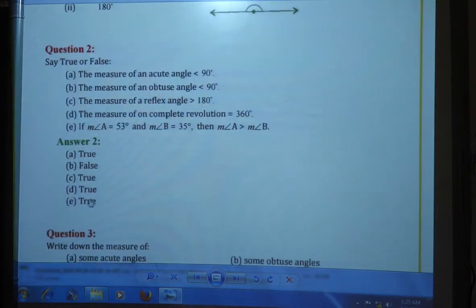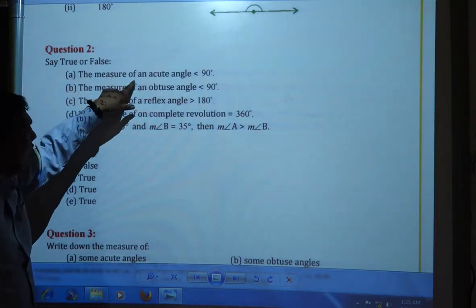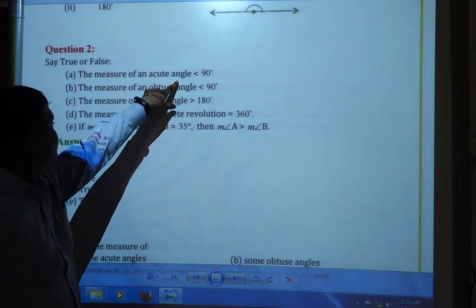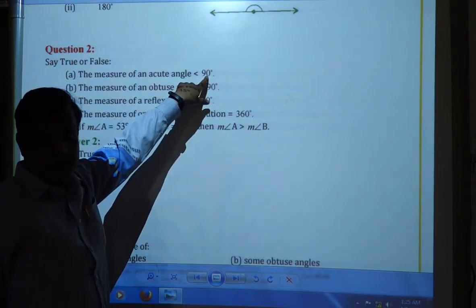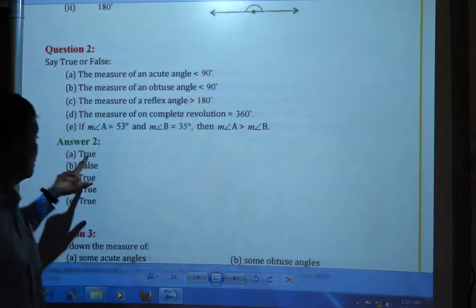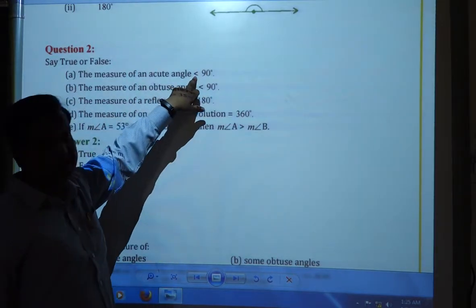Now here we have to say true or false. Next question. The measurement of an acute angle is smaller than 90 degree. Acute angle is smaller than 90 degree? Yes, it is true. It is the sign of smaller than.